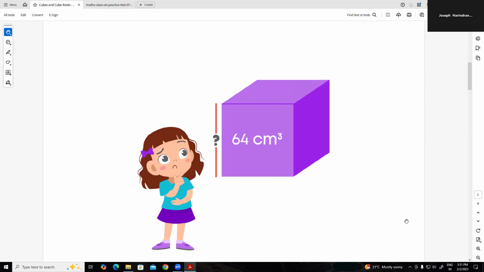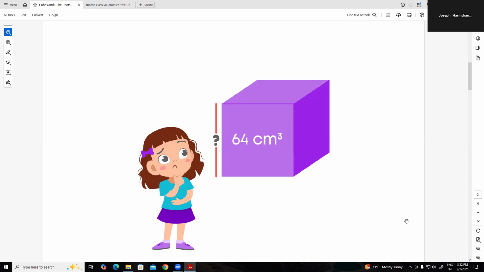A cube is made up of 6 faces. It has 3 dimensions, and the dimensions are equal. What is the volume of the cube? Side into side into side, that is, edge into edge into edge, or length into breadth into height. So it is A into A into A. A cubed then is equal to 64. So we have to take the cube root of 64.